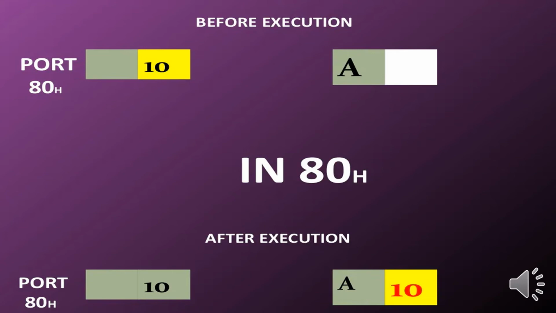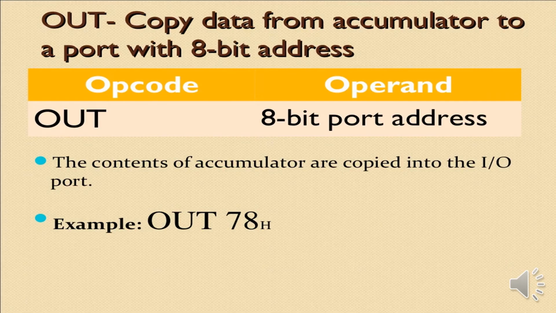In this way, we can access data from the port into the memory. Only the accumulator can be used to send data to the port and receive data from the port. We can use only the A register for this. Other than A, we cannot use any register for accessing the port address. So the IN instruction receives data from the port into the accumulator. The OUT instruction transfers the accumulator content into the port.